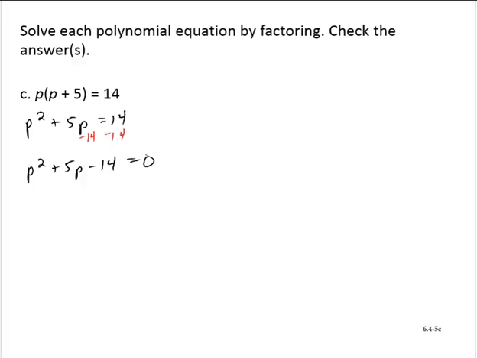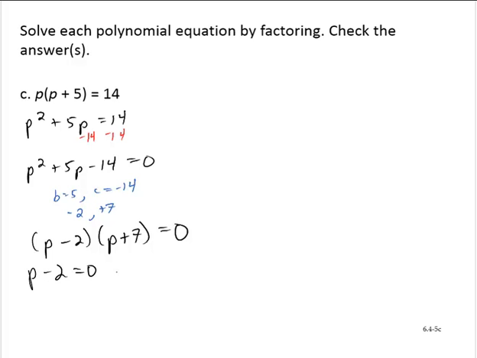Factoring that trinomial by inspection with b equal to 5 and c equal to negative 14, the pair of numbers that multiplies to negative 14 and adds to 5 is a 2 and a 7. I just got to get the signs right, a negative 2 and a positive 7. So therefore the trinomial factors as p minus 2 by p plus 7, and that's still equal to 0. Now I can use the zero product property. P minus 2 is 0, or p plus 7 is 0.